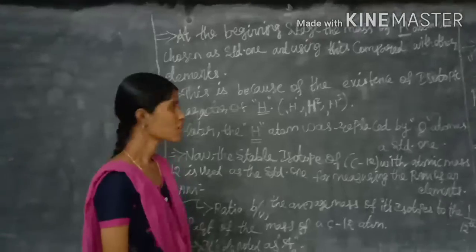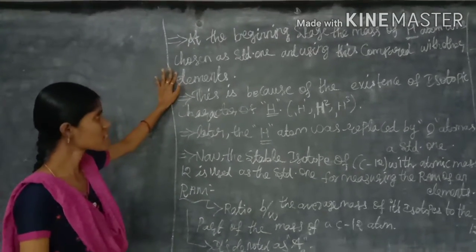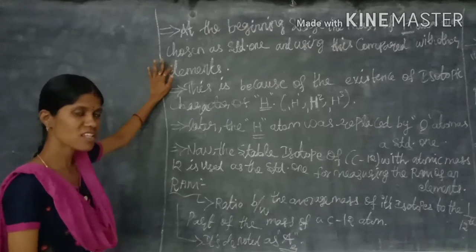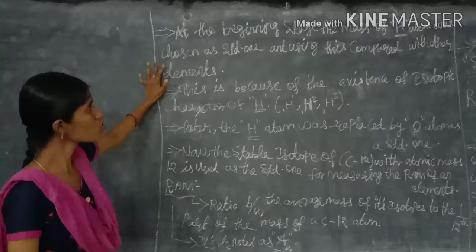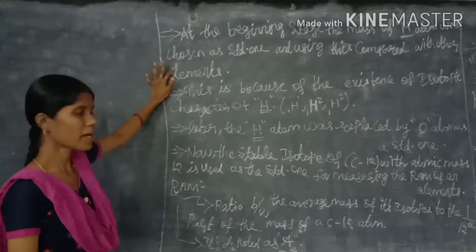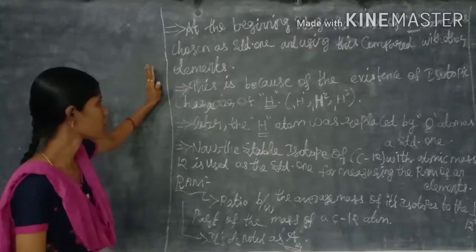At the beginning stage, the mass of the hydrogen atom was chosen as the standard one, the primary atom, and it was used as the standard for comparison with the other elements.